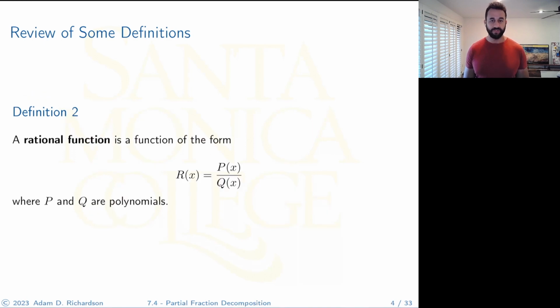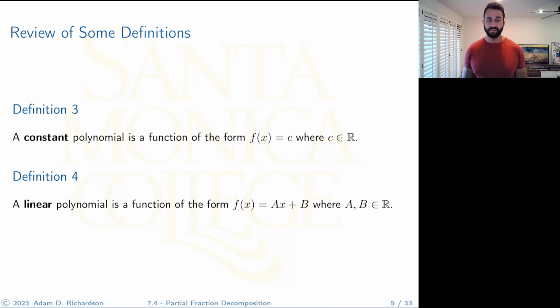What is a rational function? A rational function is a ratio of 2 polynomials. That's pretty much all that it is. You take one polynomial and divide it by another one, you have a rational function. What is a constant polynomial? A constant polynomial is a function of the form f of x equals c, where c is a real number. These are the functions that are just horizontal lines that cross the y-axis at y equals c.